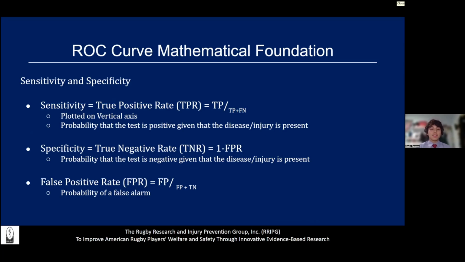Next, we look at specificity. This is the value of true negative rate, also known as TNR, which is equal to 1 minus the FPR, or the false positive rate. The specificity is the probability that the test is negative, given that the disease or injury is not present. Lastly, we also have to calculate the false positive rate in order to get the specificity. The false positive rate is the false positives over the false positives plus the true negatives. This FPR gives us the probability of a false alarm whenever we are looking at data.